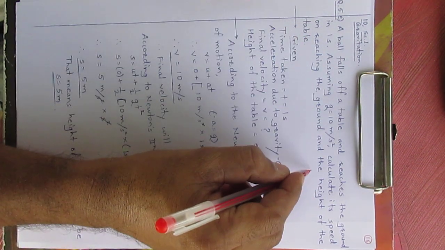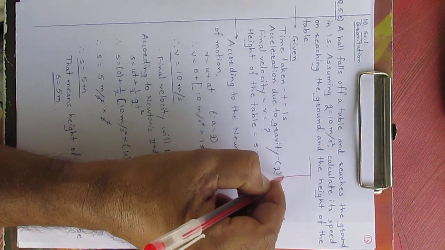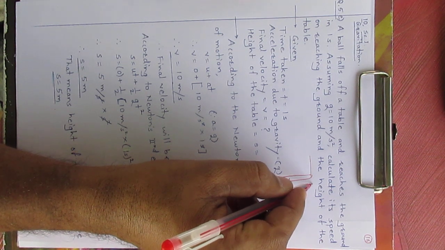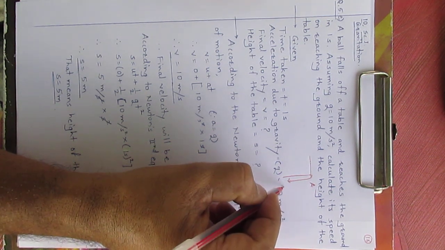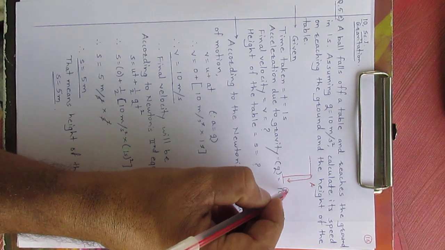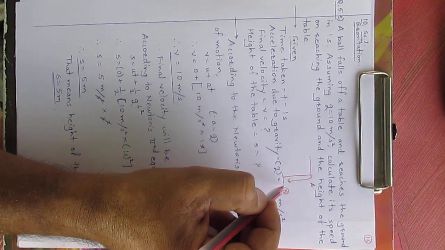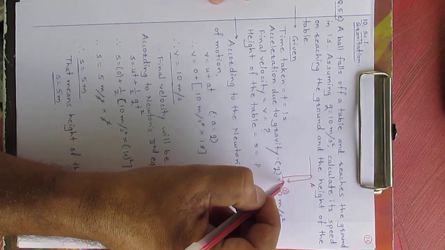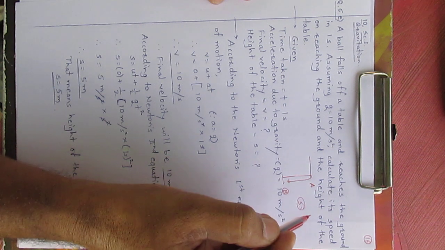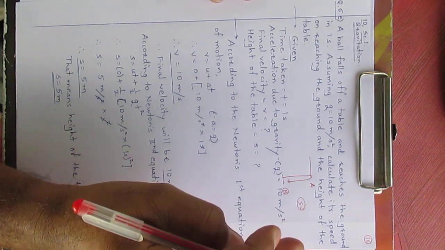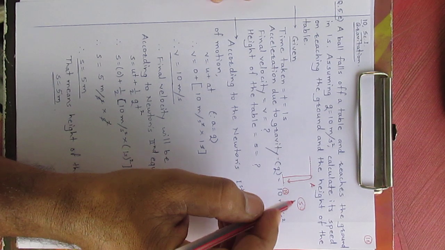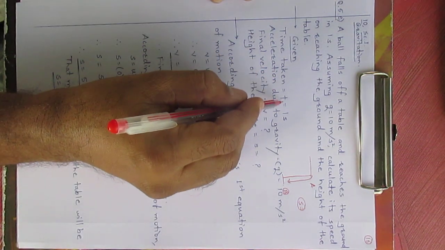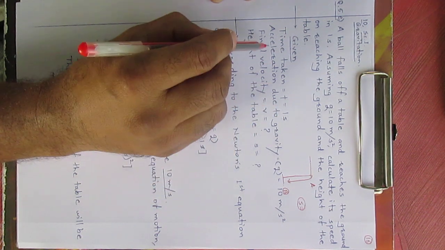That means, suppose a table is there and from this table the object is falling down. The top of the table is at point A and the ground will be at point B. The object is moving from A to B. Then we are going to find out the total distance, that is, displacement s is to be calculated, and the final velocity is calculated. Now time taken, that is t, is equal to 1 second.